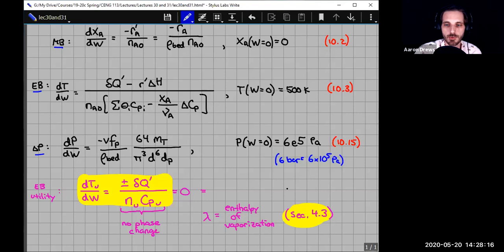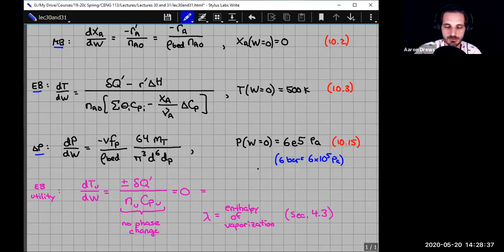That's all an answer to somebody who asked the question in chat: is it co-flow or counterflow? We didn't specify, but it won't change the way that we approach the problem, because for us dT/dW is equal to zero. So it's just a constant temperature through the outside.